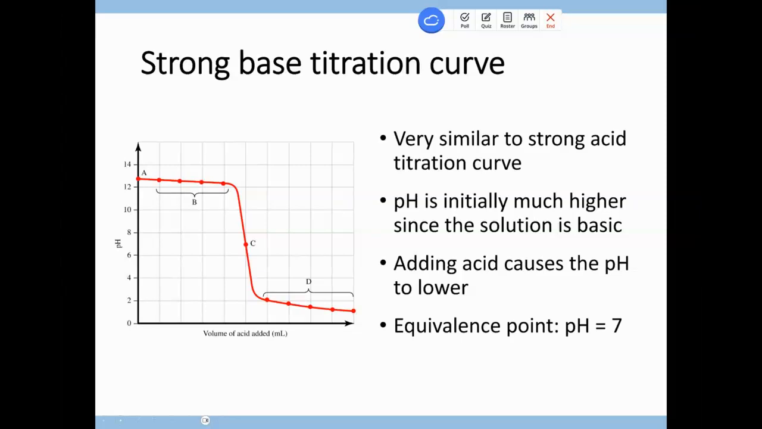And that's all I have for strong acid, strong base titrations. We're going to spend most of our time on the weak acid, weak base titrations. But before I move on, do you have questions on this so far?